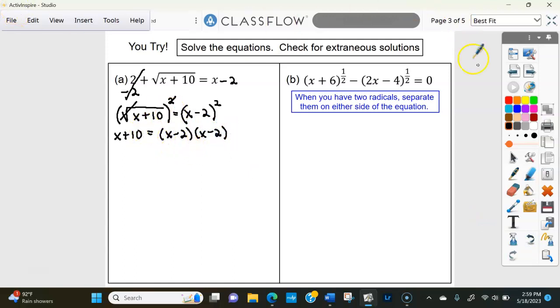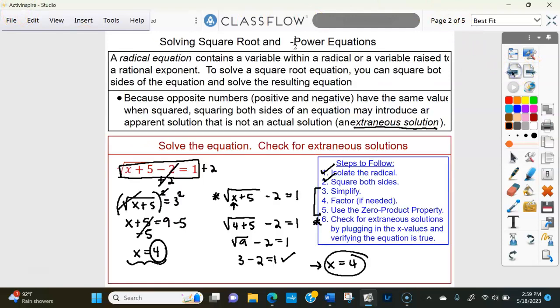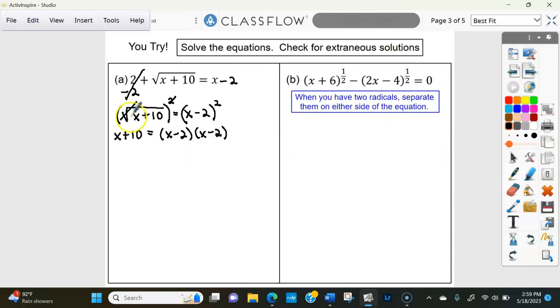So this is what I was talking about, that those 3 steps before are only when needed. The next step would be to simplify. So I'm going to distribute and combine all my like terms. So let's distribute this side. We get x plus 10 is equal to x squared minus 2x minus another 2x plus 4.